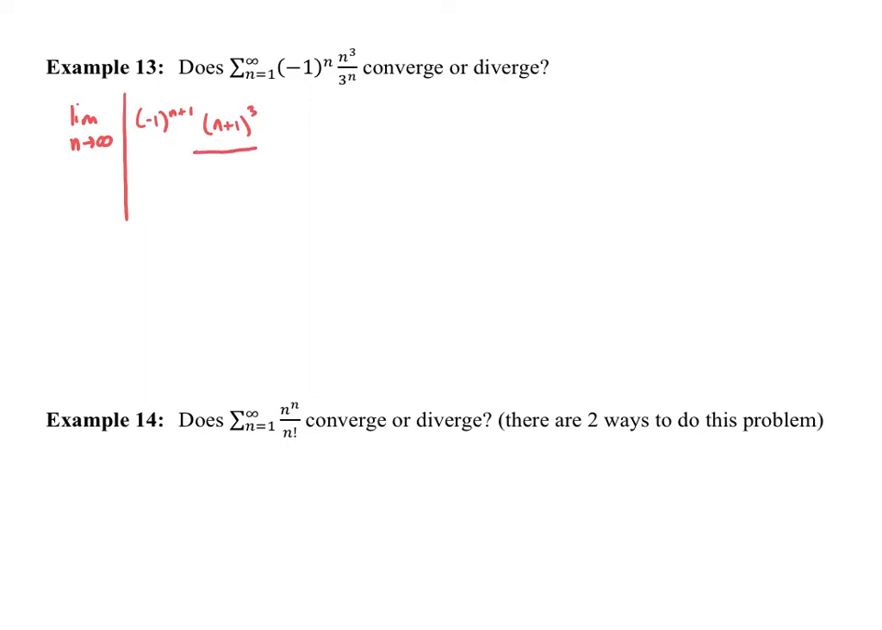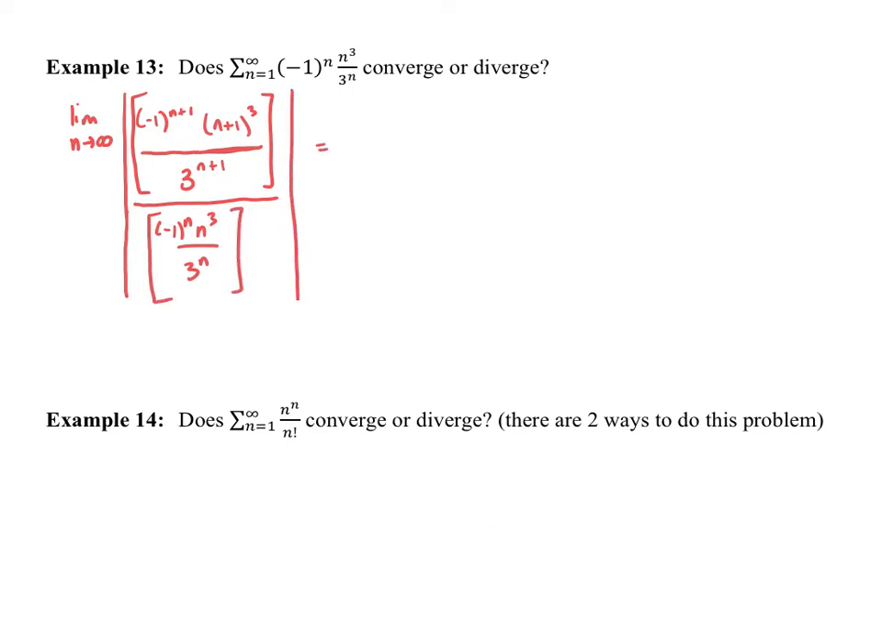So we have, actually I'll just make this all over 3 to the n plus 1. And what I'm going to do is show you the long way to do this, and then we will simplify the process as we get into this a little bit. So that's your numerator. Your denominator is negative 1 to the n times n cubed divided by 3 to the n.